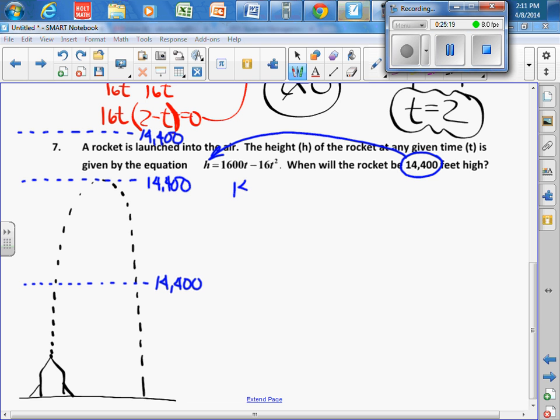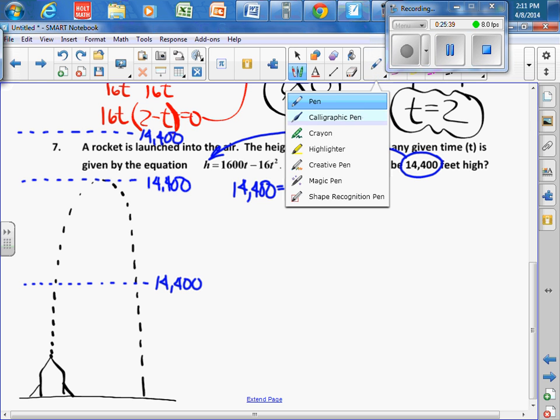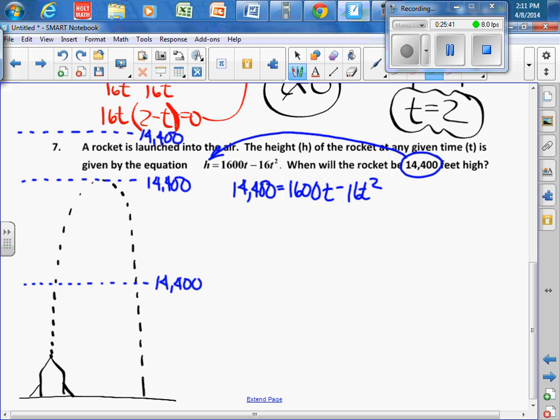So 14,400 is equal to 1,600t minus 16t squared. Well, that looks like a mouthful. Well, either way, it's an equation, right? And either way, I'm going to need 0 on one side. So I may as well subtract my 14,400. So let's get 0 on this side. Minus 14,400. Minus 14,400.